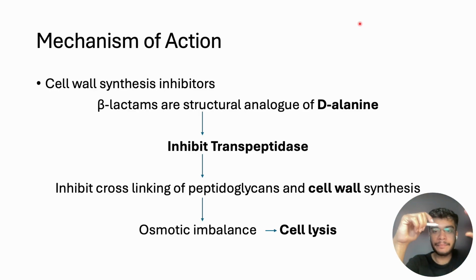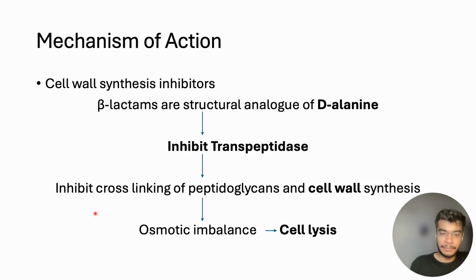Peptidoglycans are made of NAG and NAM, which are connected to each other. At the end of NAG and NAM are D-alanine. What does the enzyme transpeptidase do? The enzyme transpeptidase removes D-alanine and helps in the formation of connections between NAG and NAM units. So what penicillins do is that they are structural analogs of D-alanine.